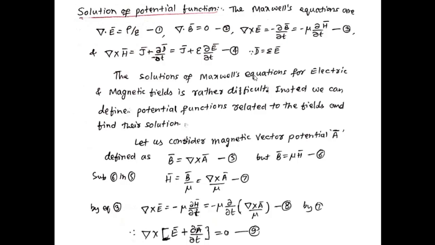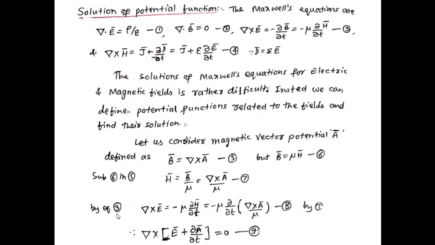The solution of Maxwell equations for electric and magnetic fields is rather difficult. Instead, we can define potential functions related to these fields and find their solutions. Let us consider the magnetic vector potential A bar defined as B bar is equal to curl of A bar, but we know that B bar is equal to mu H bar. Substitute equation number 6 in 5. We get H bar is equal to B bar by mu. This is equal to curl of A bar by mu, from equation number 5.